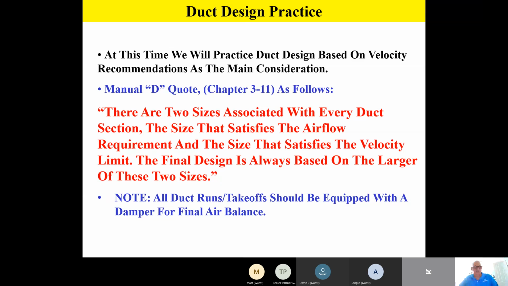Now, it should be noted all duct runs and takeoffs should be equipped with a manual damper for final air balance. One of the things about the velocity method that we always want to practice, as a best practice, is to make sure that we have a damper for balancing purposes. So once we put our ductwork in, we can start balancing, making sure that each section of our conditioned space is getting the required airflow as per our load calculations. And so we'll go ahead and do that.